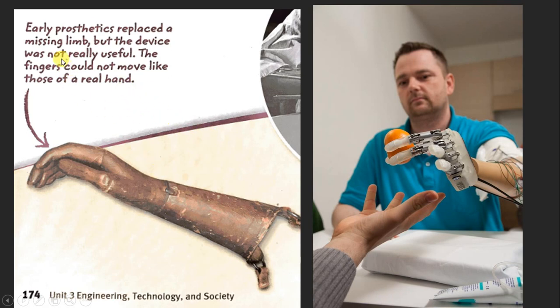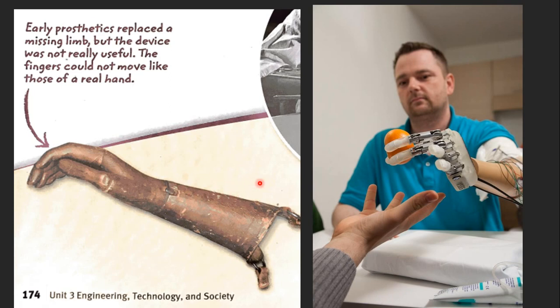So over here on the left, it says early prosthetics replaced a missing limb, but the device was not really useful. If you take a look at this early prosthetic device, this is for a hand, but it's not really useful because you can't move it very well. It just helps you hold an object a little bit, but it's not that dynamic. Each finger does not move individually that well. It's very difficult to use, and it's not very close to a real hand.